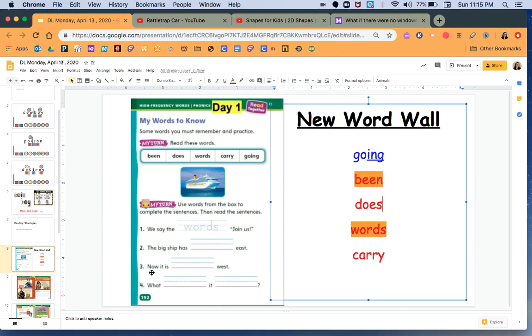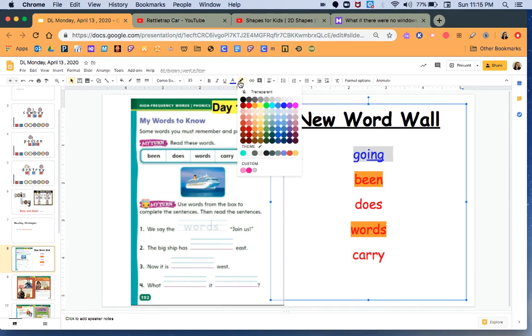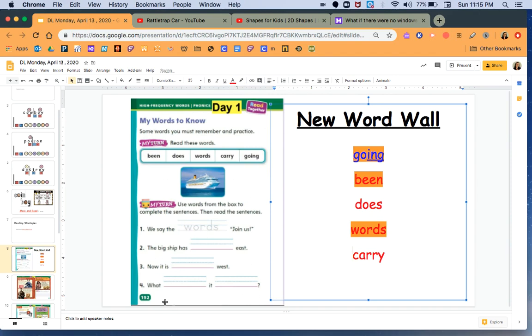Okay, next sentence. Now it is west. It is going west. Last ones, we got to figure out which order they go in. What, it, what carry it does? Does that make sense? Nope. What does it carry? That makes sense? Sure does.